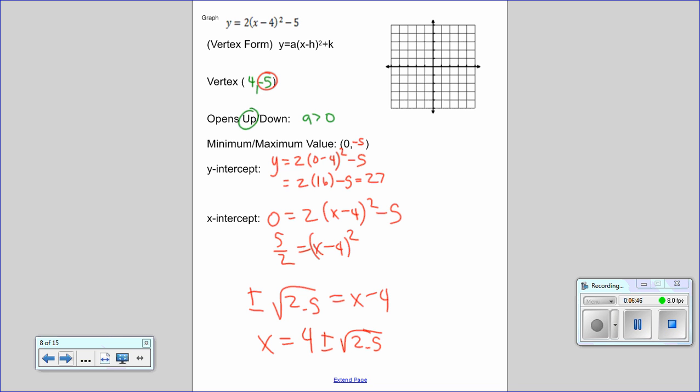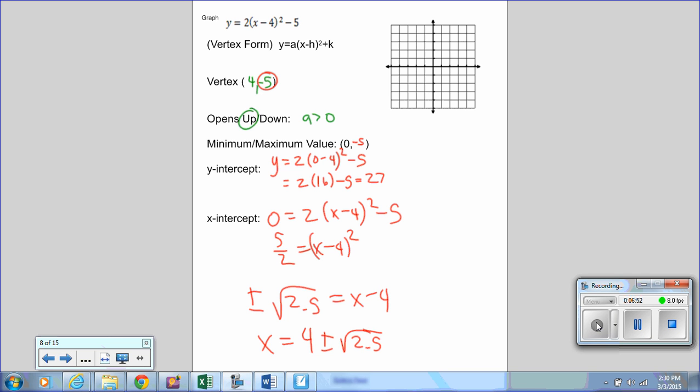So the square root of 2.5 is about 1.5. So your x-intercepts are approximately 1.5 and 5, just approximately. Use a calculator if you want to be more accurate.